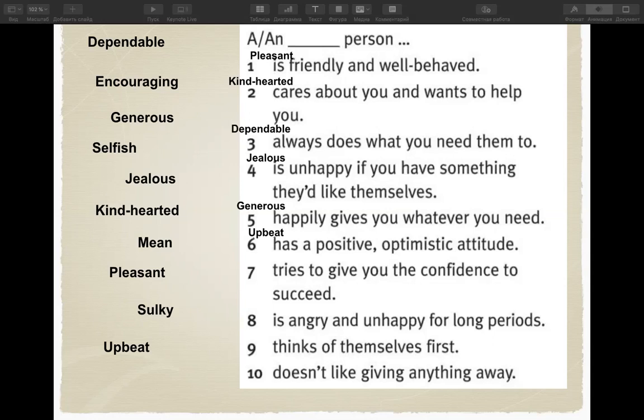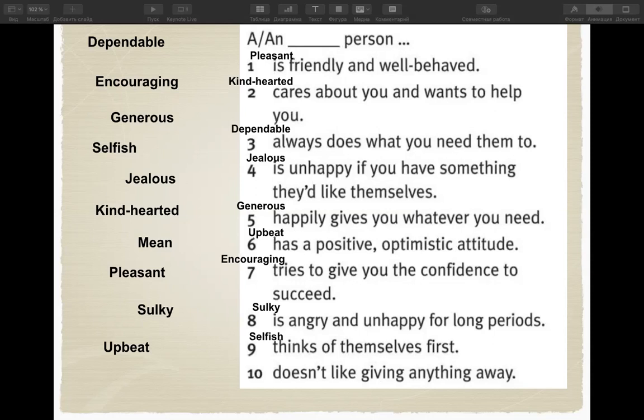Okay, who tries to give you the confidence to succeed? An encouraging person tries to give you the confidence to succeed. A sulky person is angry and unhappy for long periods. And who thinks of themselves first? Of course, selfish people. A selfish person thinks of himself first.